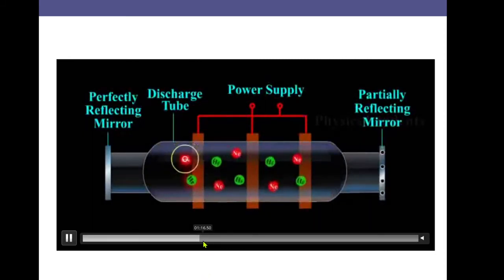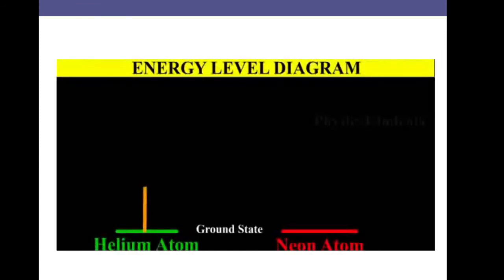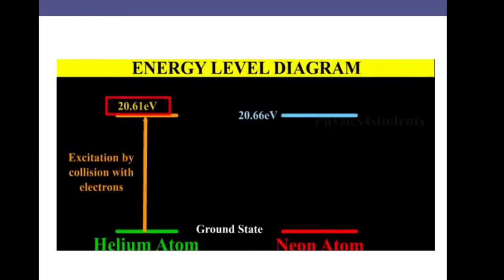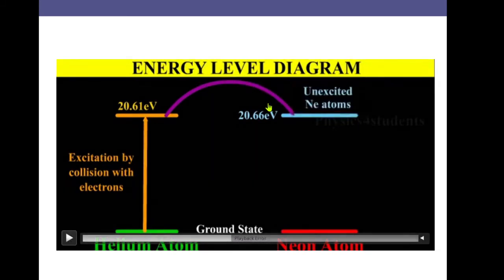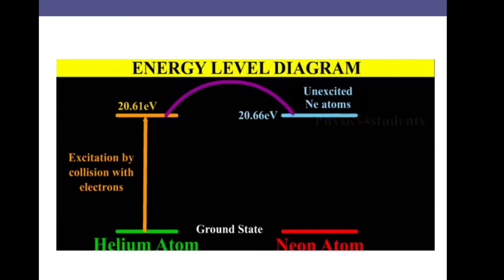So you can closely watch the animation. Here, helium atom on collision with electrons gets excited to the state 20.61, from the ground state. So this makes a transition to the unexcited neon atoms.